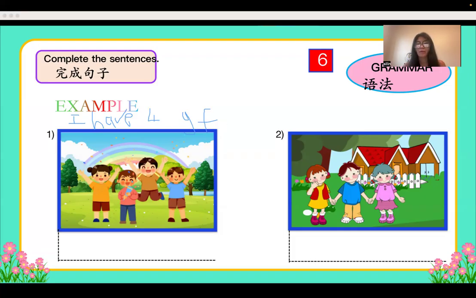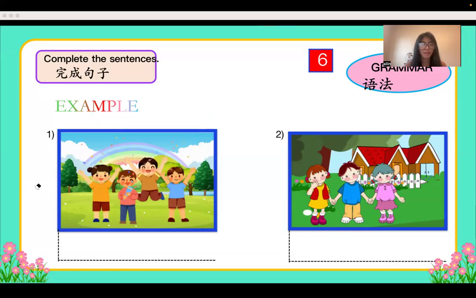Very good. So now can you try to do number 2 by yourself? You can pause the video and think about that, okay? If you think it's too fast. So 1, 2, 3. The sentence should be I have 3 good friends, right? 我有3个好朋友。All right, very good.